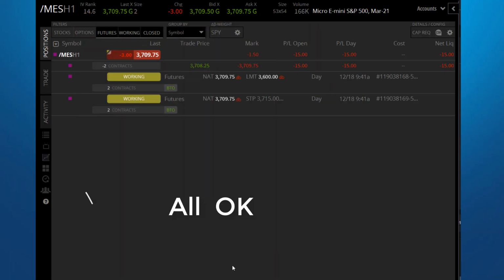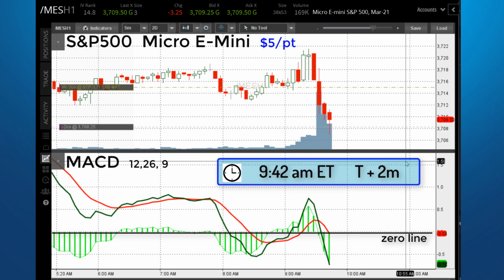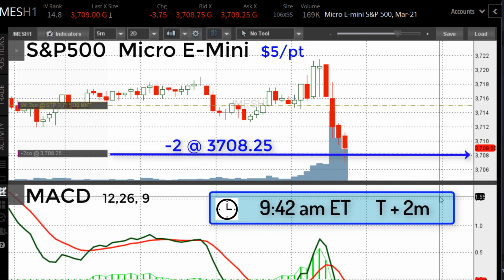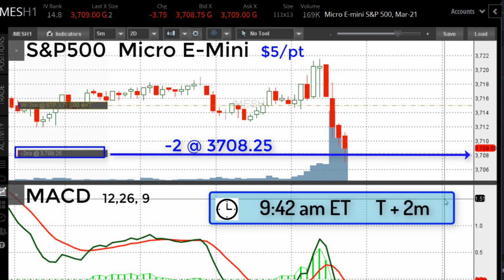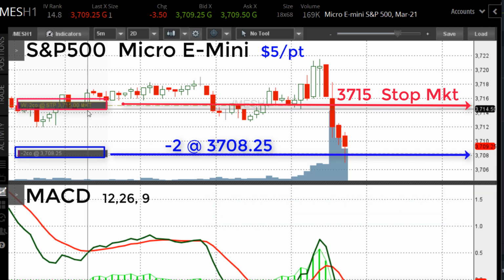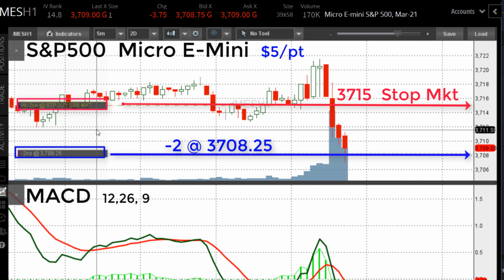And now I'm going to send that out, and I take a look at the numbers here to make sure that I have everything as I believe it to be. Okay, we're 2 minutes into the trade now, 9:42. I'm short 2 of the S&P 500s at 37.08 and a quarter. And I see this on the chart right here, and then way up at 37.15, I have my stop market order. So if that price is triggered, it becomes a market order.